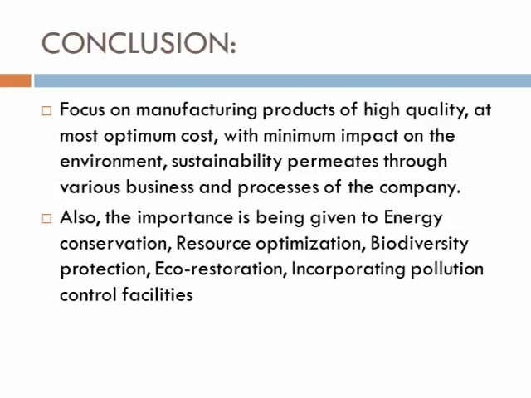Now, coming to the conclusion, we have seen how the three companies have taken various steps to make sure sustainability is a part of the system. They have taken various steps such as a focus on manufacturing products of high quality at most optimum cost with minimum impact on the environment. Sustainability permeates through various business processes of the company. Also, we have seen that importance is being given to energy conservation, resource optimization, biodiversity protection, eco restoration, and incorporating pollution control facilities. Thus, in these ways, they have taken care to make sustainability a part of the system, which is also one of the CSR activities, among the many CSR activities which they could have undertaken.